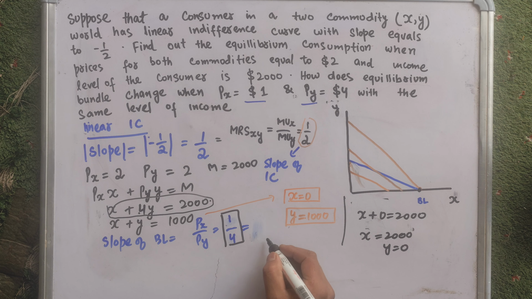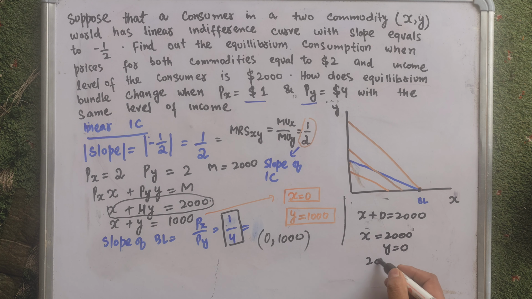So in the first scenario, our optimal bundle was 0, 1000, and in the second scenario we have 2000 and 0. Okay, I hope I made myself clear in this video.